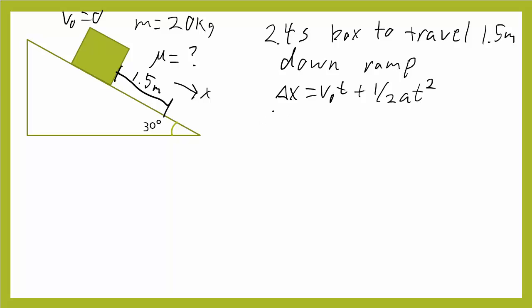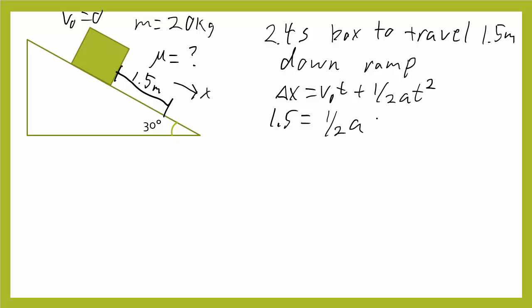Alright, so I've got my delta x there is 1.5. This goes to 0. I have 1/2 times my acceleration. This is not gravitational acceleration, right? We're not in free fall here. We don't know what our acceleration is. That's what we're going to find here, so that we can use that with our force analysis in order to find this coefficient of friction.